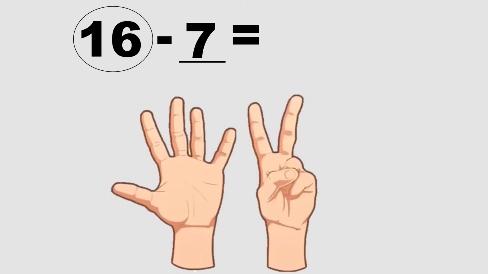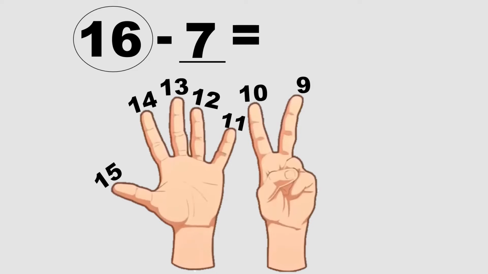Yes, we have to count backward from 16. 15, 14, 13, 12, 11, 10 and 9. So the answer is 9. So 16 minus 7 is equal to 9.